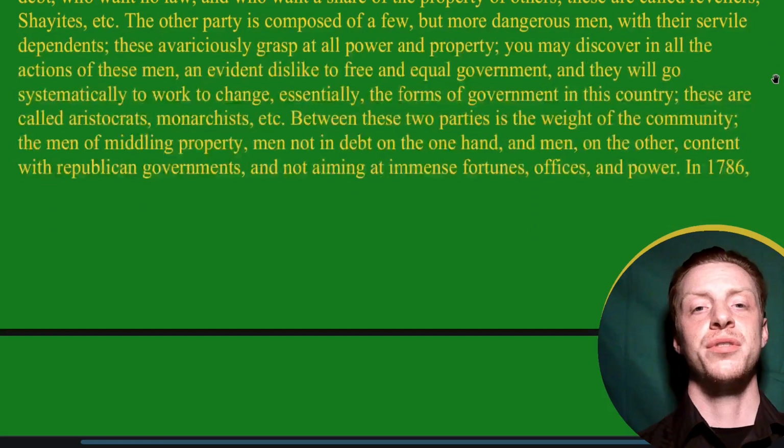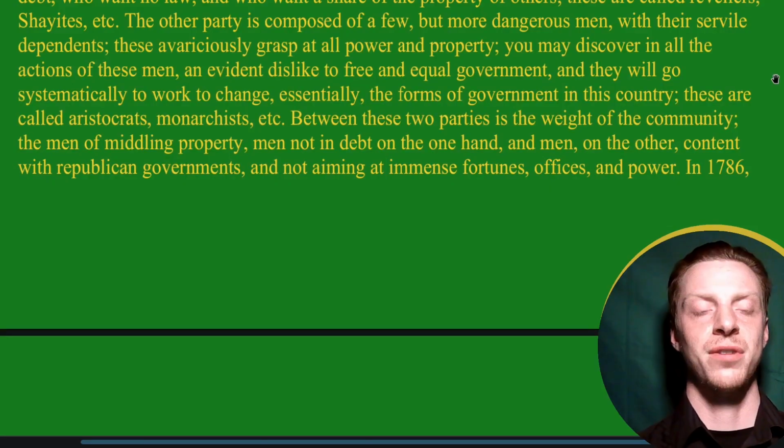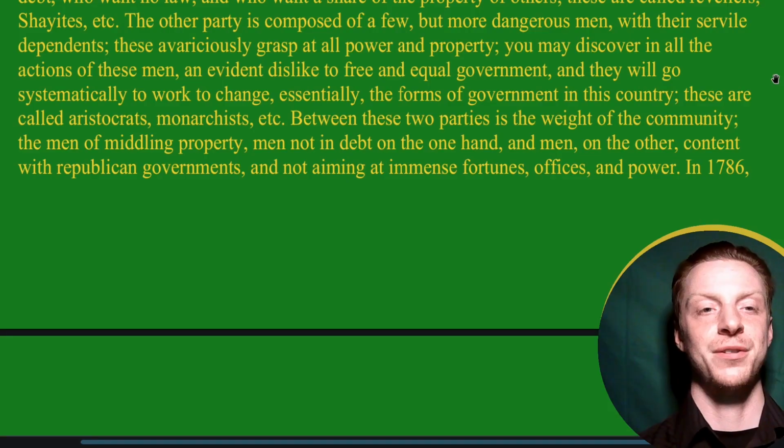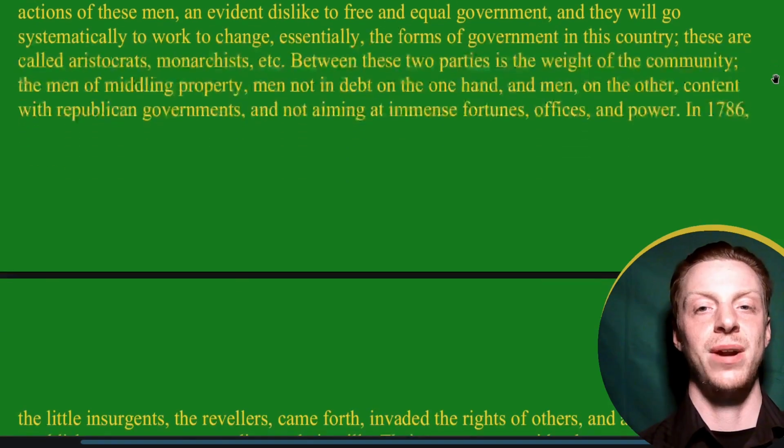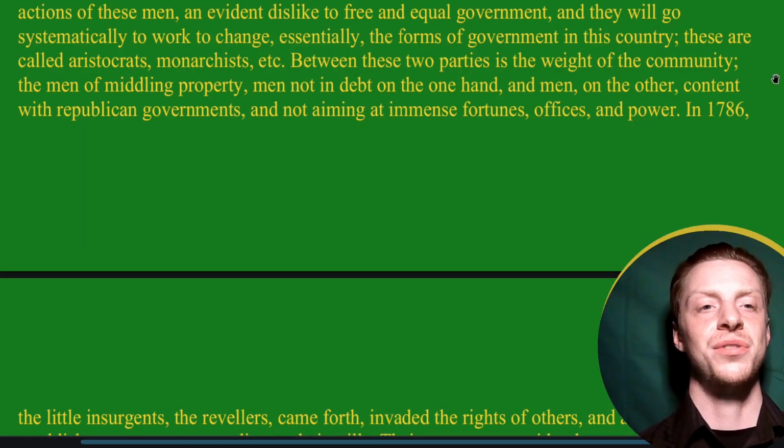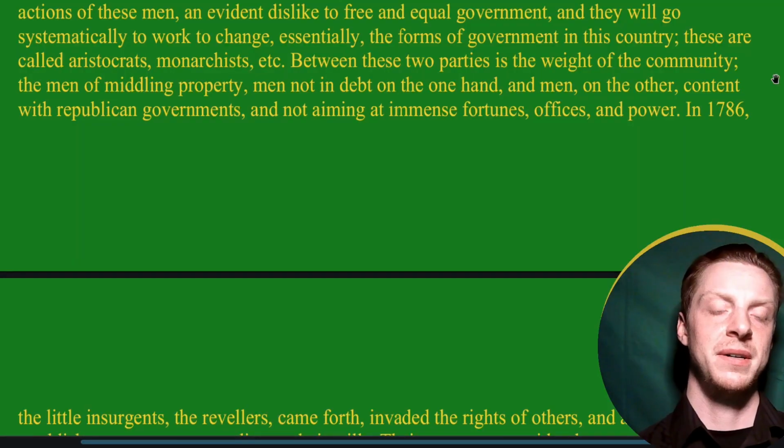The other party is composed of a few but more dangerous men with their servile dependents. These avariciously grasp at all power and property. You may discover in all the actions of these men an evident dislike to free and equal government, and they will go systematically to work to change, essentially, the forms of government in this country. These are called aristocrats, monarchists, etc.